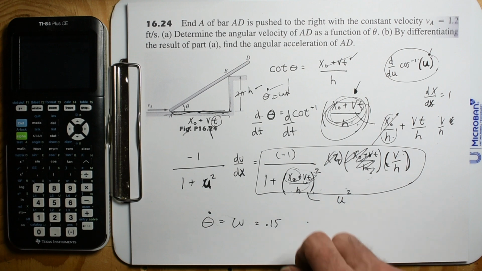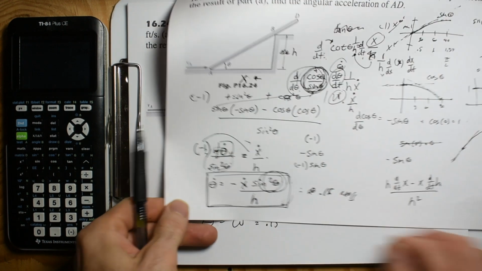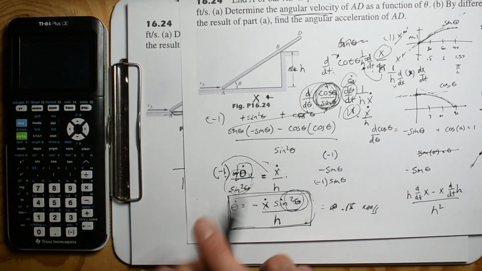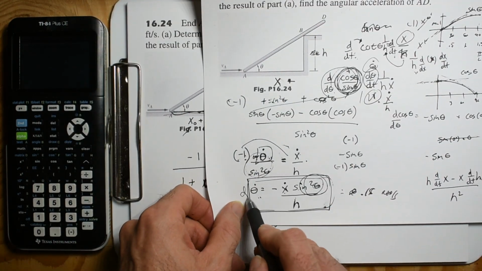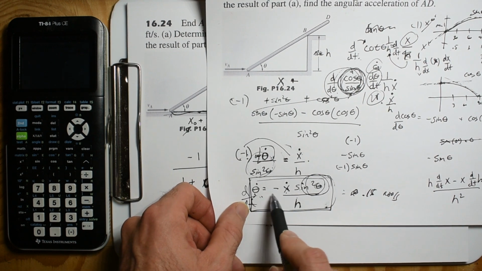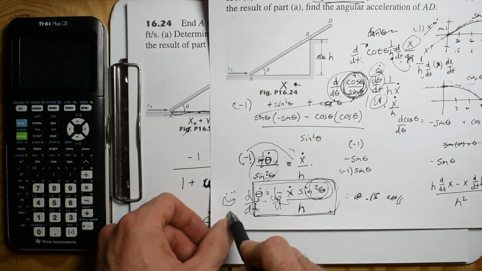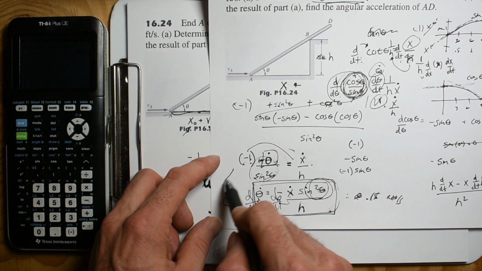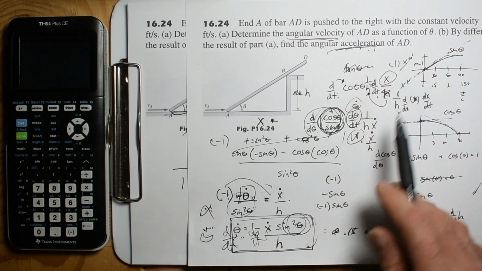And all we did was the first derivative. You know what I mean? Once you get here, just like the one with time where you get theta all alone, now you can differentiate with respect to time on this side, and with respect to time on this side, and then you'll get theta dot dot. That's alpha, that's angular acceleration. That's what they want to find in this problem.